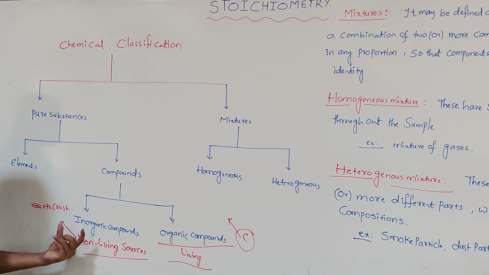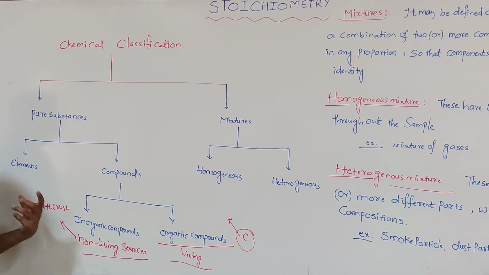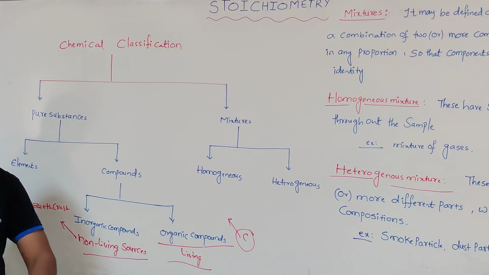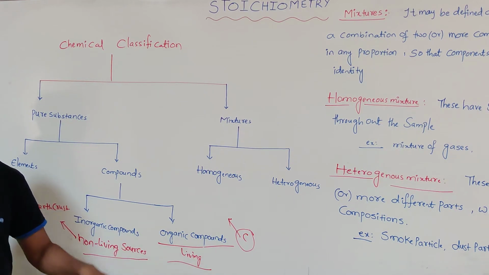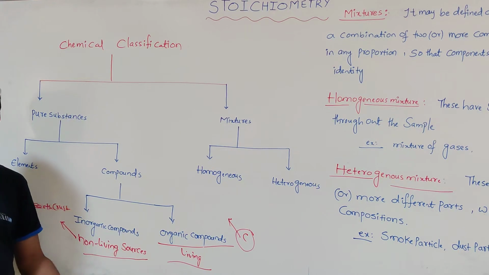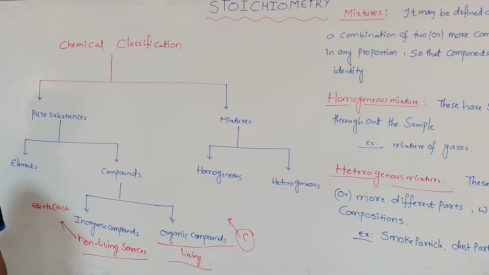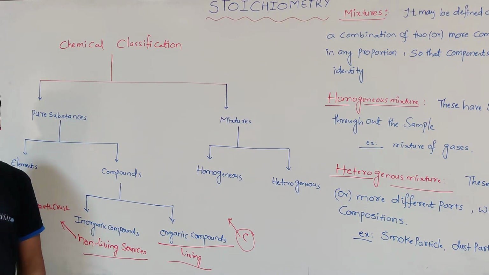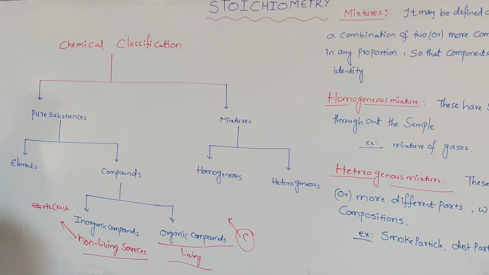Inorganic compounds are those obtained from the earth's crust, that is, non-living sources. They are called inorganic compounds. Like sodium chloride, whatever material is available in the earth's crust, all are the best examples of inorganic compounds. You know that washing soda, sodium bicarbonate, is also an inorganic compound. Sodium carbonate is also an inorganic compound, because that is also obtained from the earth's crust. Calcium carbonate is also available in the earth's crust, so that is also an example of inorganic compounds.